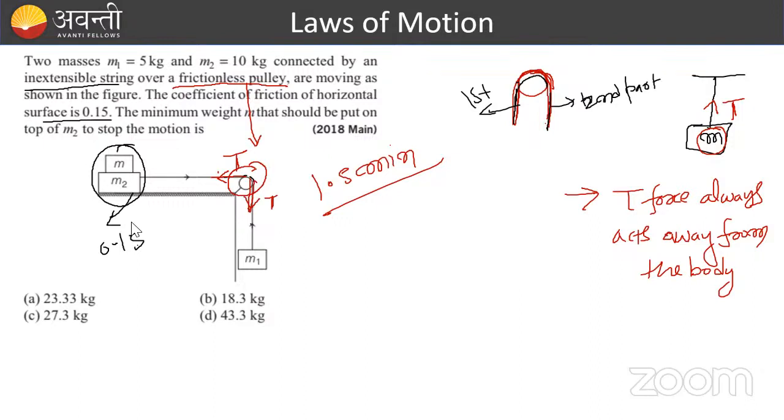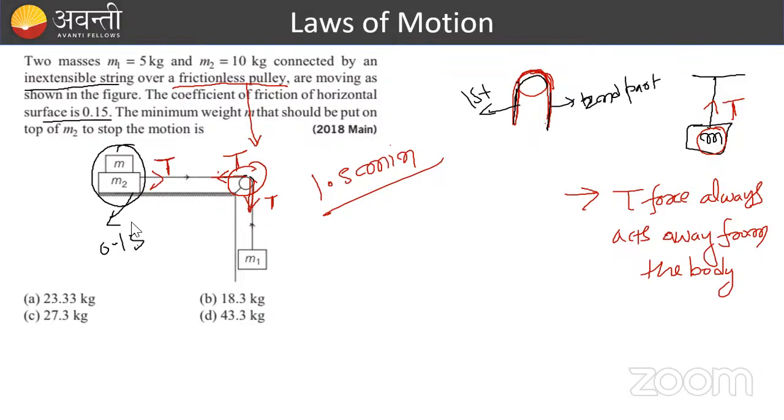Now come to this body. So this body is also connected with a string, right? So tension force will act. Tension always acts away from the body. So here tension will be this. And tension is the same throughout because the pulley is frictionless. Okay? So this is this.